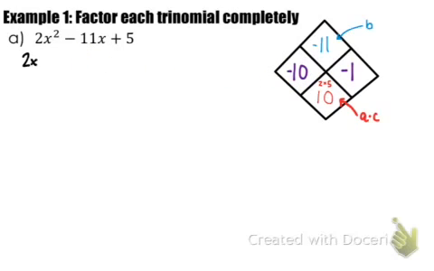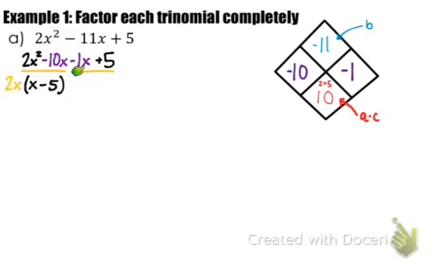So we rewrite 2x squared minus 10x minus 1x plus 5. Then we take the 2x squared minus 10x and group that together, along with the negative 1x plus 5. Now we have two groups, and we're going to factor each group individually. In the first group, the greatest common factor between 2x squared and negative 10x is 2x, so we're left with x minus 5.